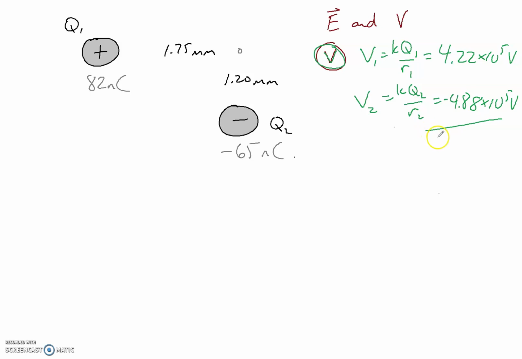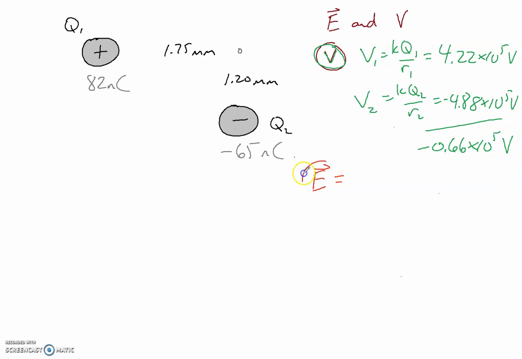And if I do put them together, my total voltage at the location would be negative 0.66 times 10 to the 5 volts. And that's my electric potential at that location. So again, with my voltages and energies, this is where I always make sure that I include my positives, negatives. Okay, so now let's find the electric field.